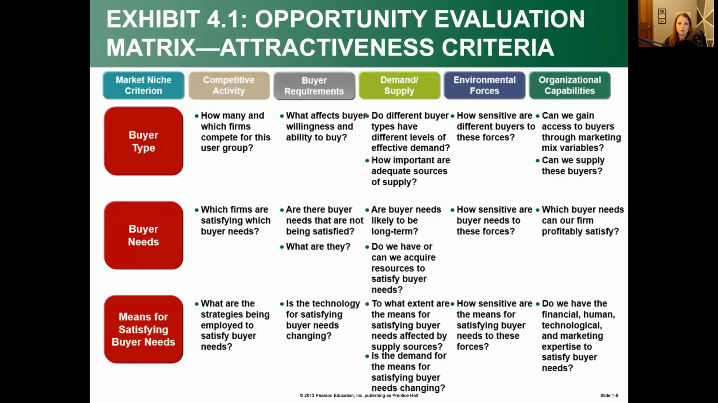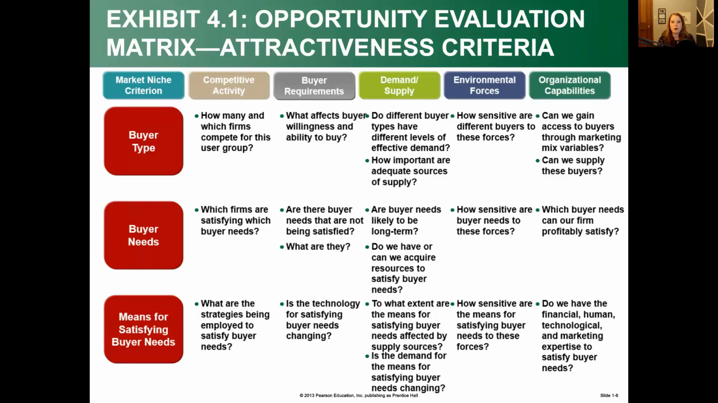And then we have the different types of opportunities on the side here. So we might look at how many and which firms are competing for these new users. Which firms are satisfying different buyer needs that might be potential competitors for a new product that we think will meet buyer needs that are not satisfied yet. And then what strategies are being employed to satisfy buyer needs? So what technologies are being used? What makes us different? Can we really make a name for ourselves with what we're coming out with?